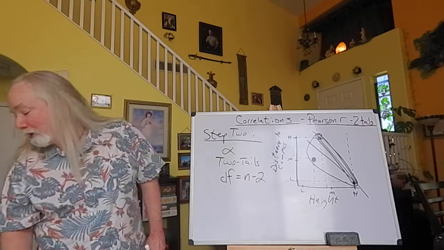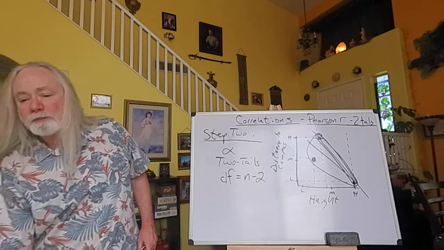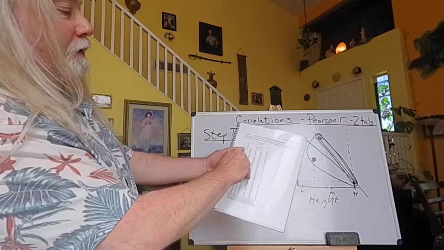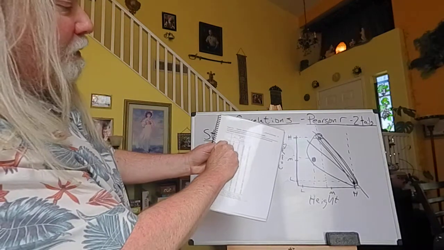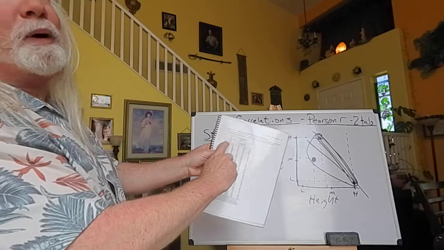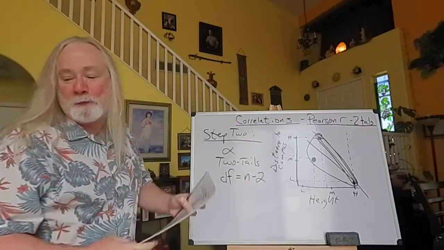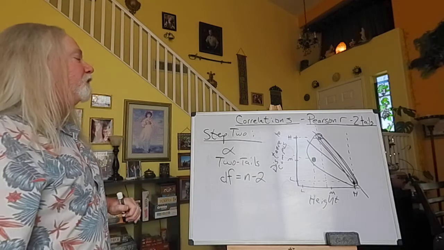And it says that right on your tables here. If you look at it again, I know you can't see that on the camera right now, but df equals n minus 2. You don't have to memorize that. You just have to read it, right? So that is our step 2.